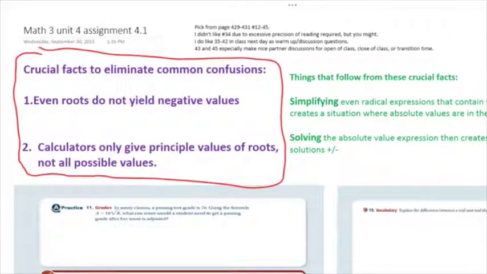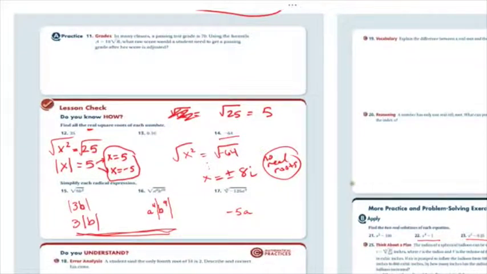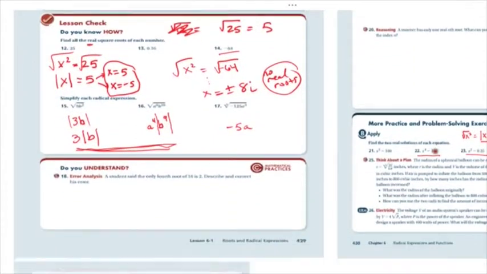And I put this here: solving the absolute value expression then creates 2 solutions. And that's what happens over here on a problem like this. X squared equals 0.25. Then when I square root both sides, the square root of x squared is the absolute value of x, and the square root of 0.25 is positive 0.5. And from this, I'll get my 2 possible solutions.